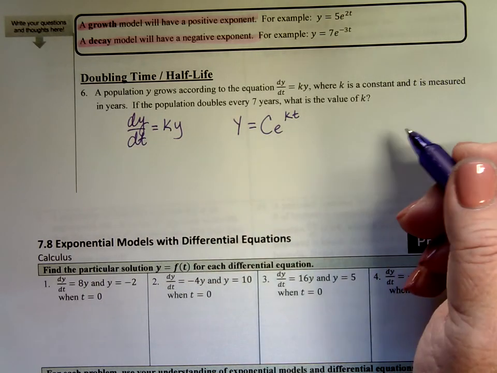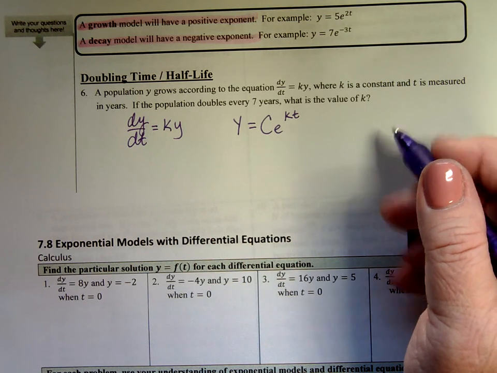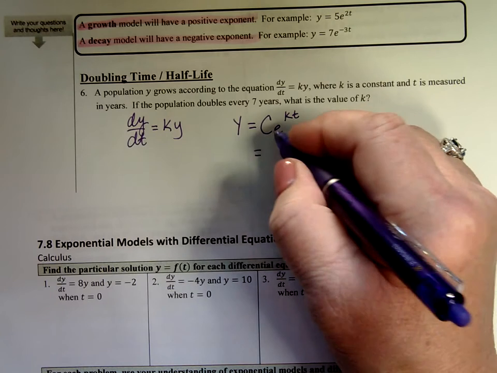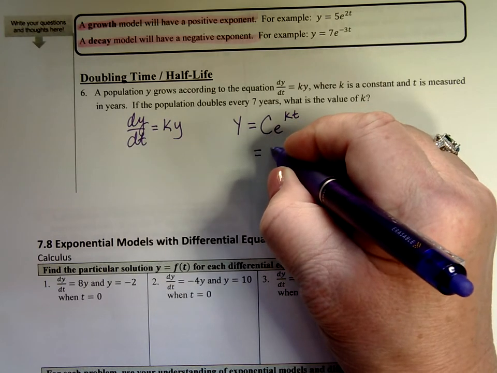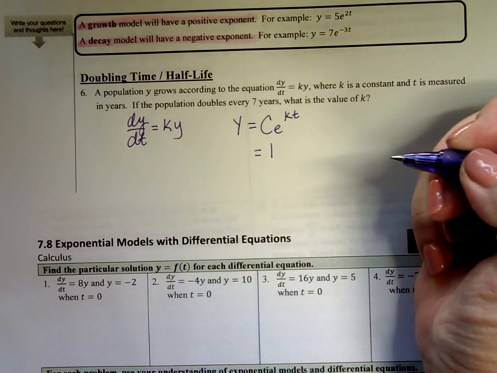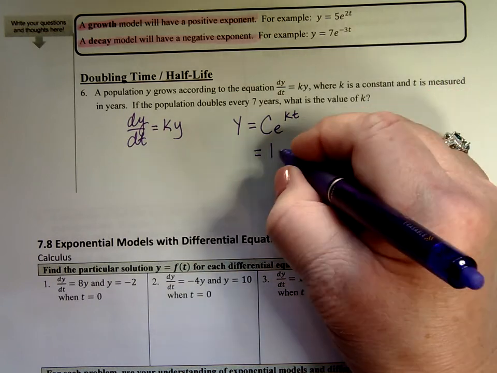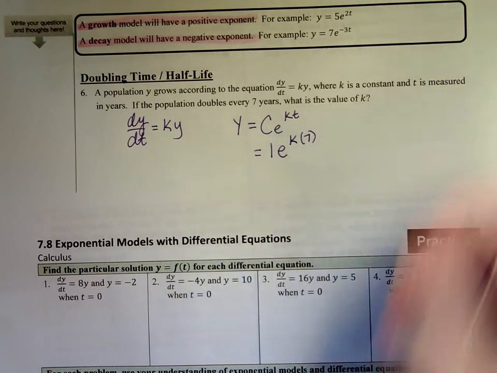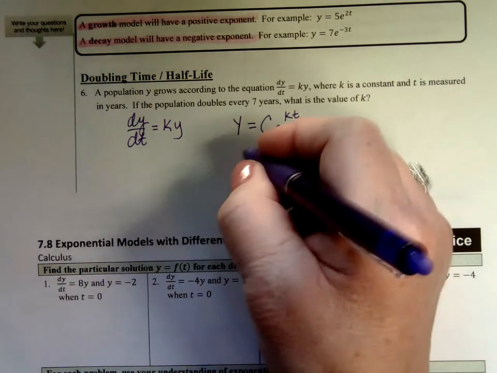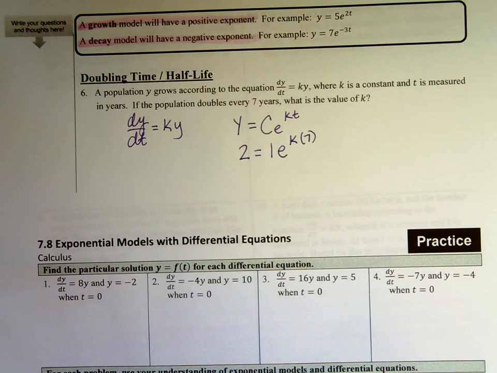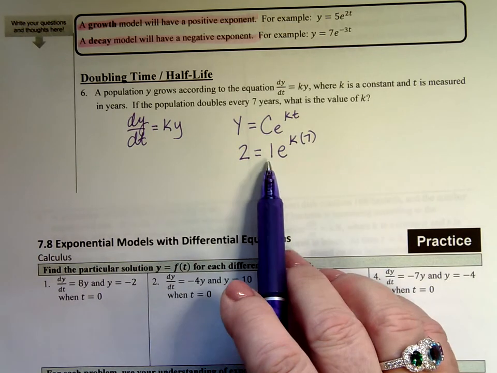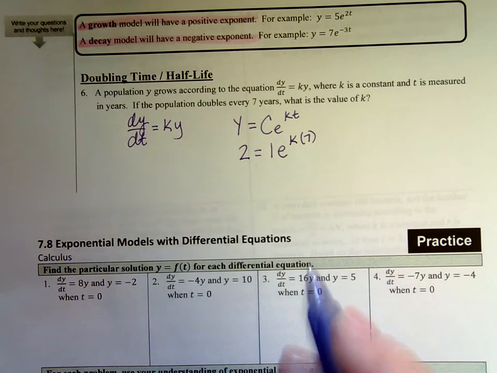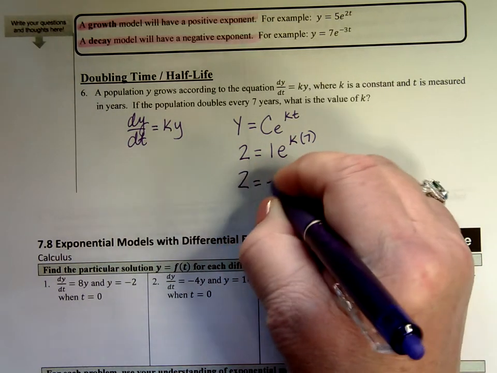Well, I don't know much, but I know that it doubles every 7 years. So what do I start with? My starting place, my initial value for this, I'm just going to start with 1. And it doubles every 7 years. That's my t. Right? And if it doubles, that means it ends up at 2, doesn't it? If I have whatever it is, starts at 1 and it doubles, it ends up 2. So what I really have is 2 equals e to the 7k.